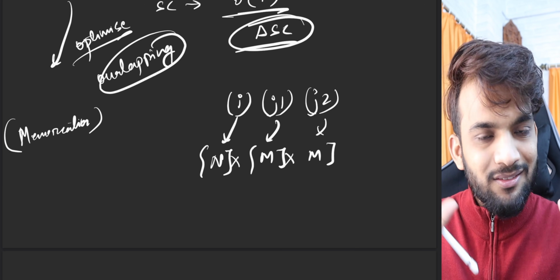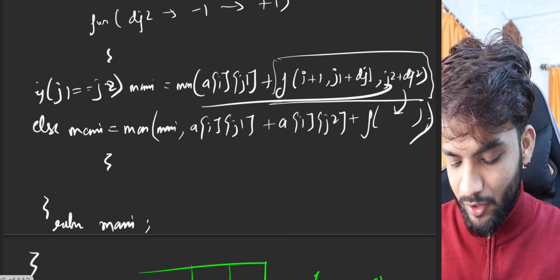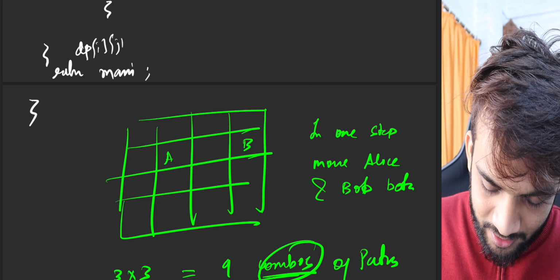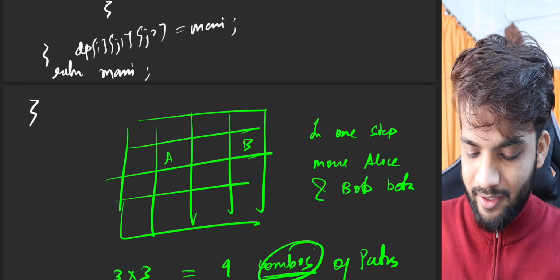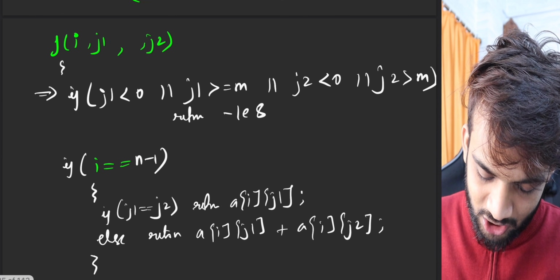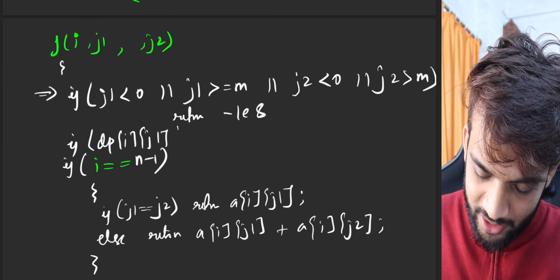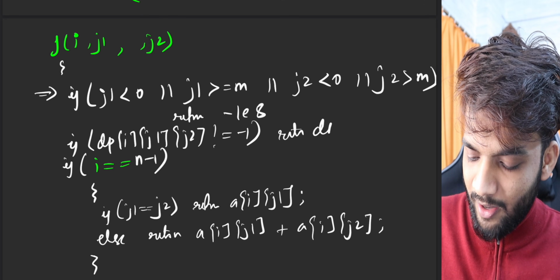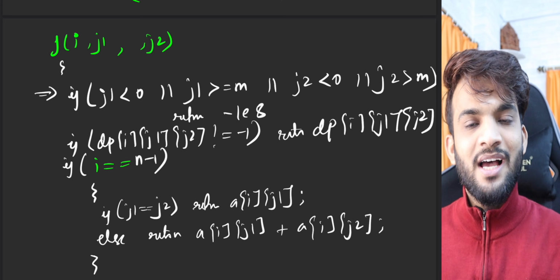3D. Nothing special. Very simple. 3D. How do you convert this? Just write dp of I, J1, J2 equal to maxi before returning. And right here, just make sure if dp of I, J1, J2 is not equal to -1, return dp of I, J1 and J2. So that's how it will be.